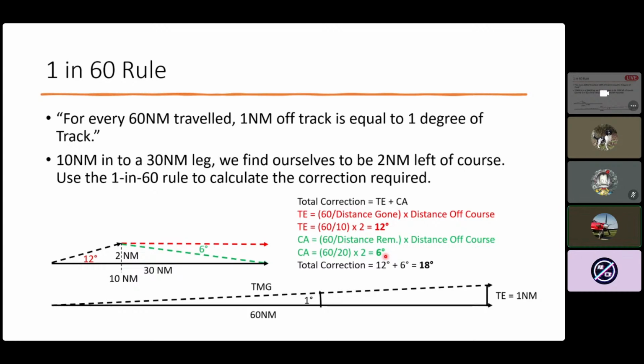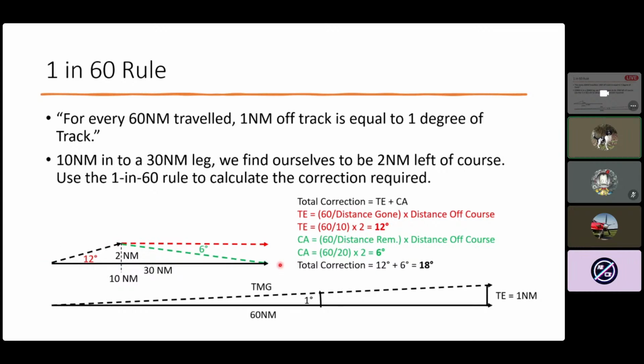So are you going to turn 18 degrees to the left or to the right compared to the heading you were at before? To the right. Correct. We're left of course. So we knew that we were off course by 2 miles to the left. So we're going to turn 18 degrees to the right.